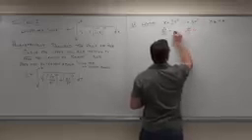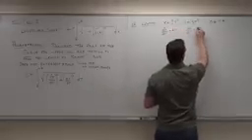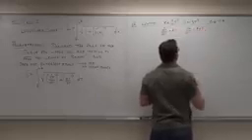Wow, these are kind of nice to find. dx/dt, what is it? 4t. dy/dt, what is it? 9t squared. Perfect, that's exactly right.